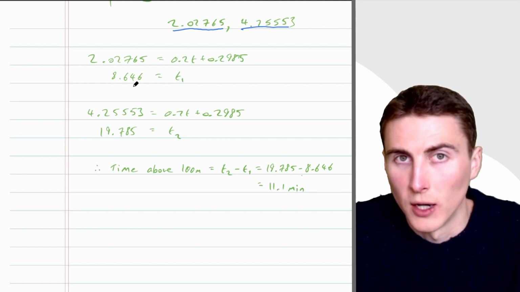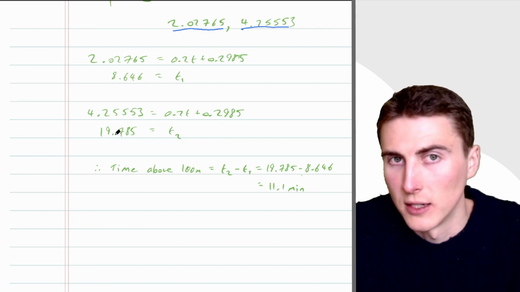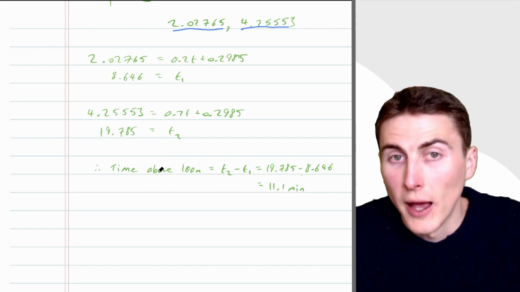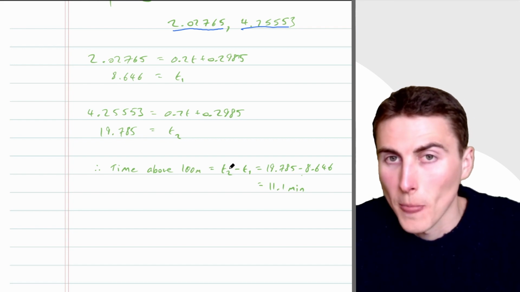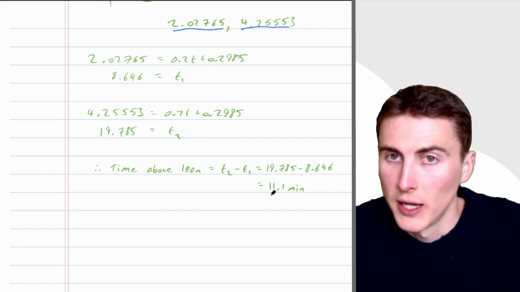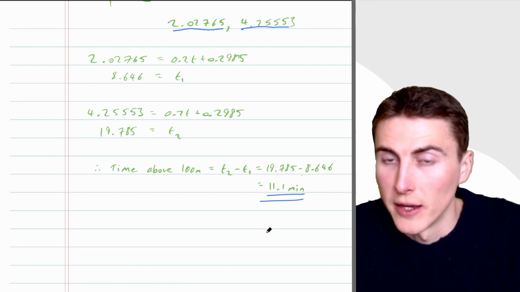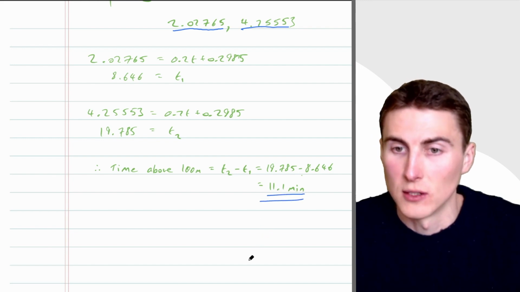So I've now got 2 times, 8.5 minutes and nearly 20 minutes. So to find the time above 100 meters, I take one from the other, and that gives me the time that they spend above 100 meters.